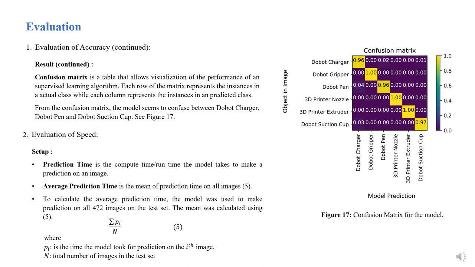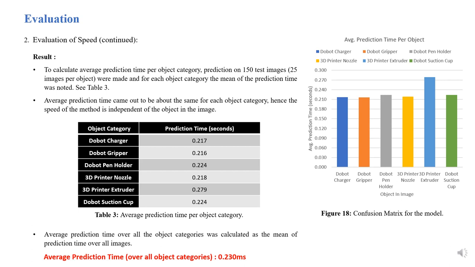Another experiment was conducted to evaluate the speed of the proposed method. In this experiment, average prediction time was defined as the mean of the prediction time, the time taken by the model to generate a prediction on an image. The average prediction time calculation is shown in equation 5. To calculate average prediction time per object category, prediction on 150 test images, 25 images per object were made, and for each object category, the mean of the prediction time was noted. The results are shown in table 3.